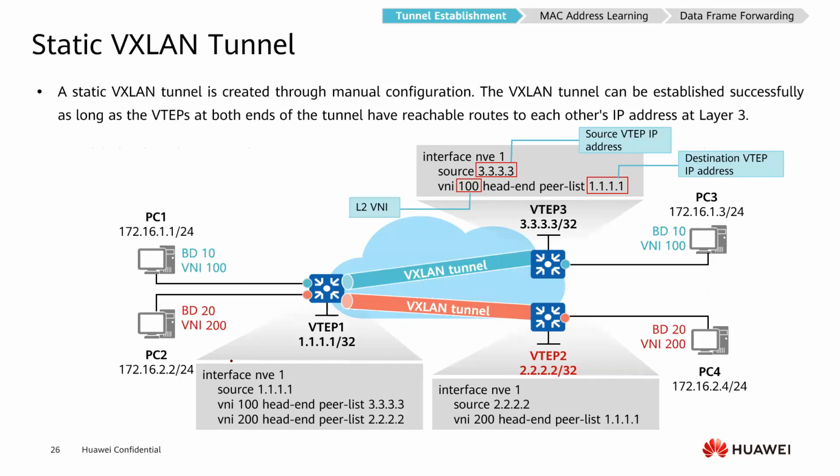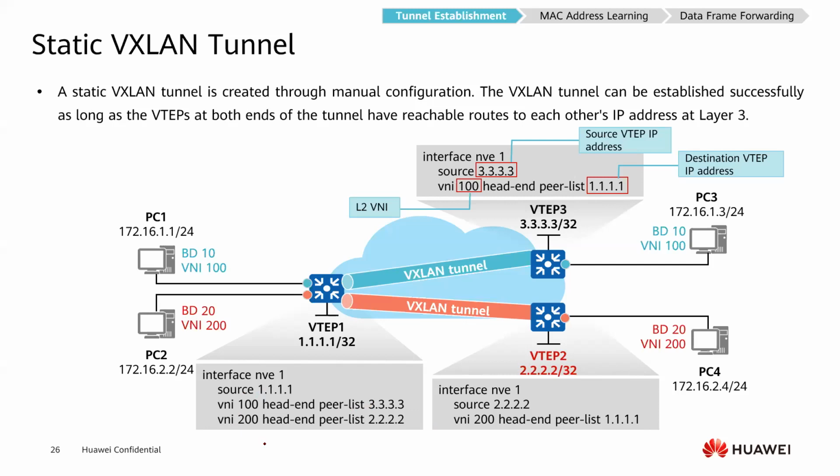And first, let's look at the static VXLAN tunnels. How do we configure it? You can find this command line in the device. First, we need to create the NVE interface, and we need to configure the source interface or the source IP address. It means which IP address will be used when you try to construct a VXLAN packet. All right, this IP address will be used as the outer IP header. And then peer list, you can just think it is the destination IP address of the outer IP header.